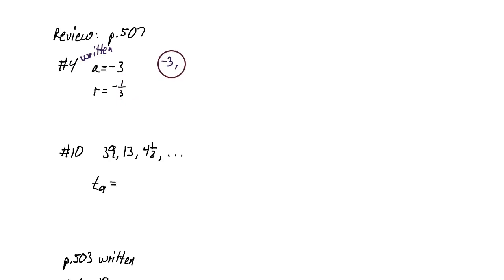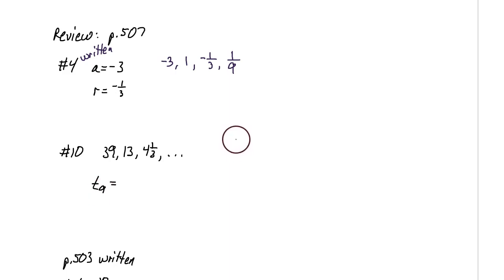So negative 3 times negative 1/3 makes 1. 1 times negative 1/3 makes negative 1/3. And that number times negative 1/3 makes positive 1/9. Number 10, find the 9th term of the sequence, which in symbols could be written as t sub 9.